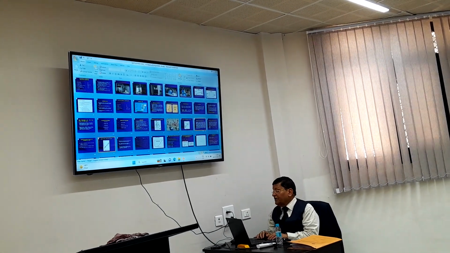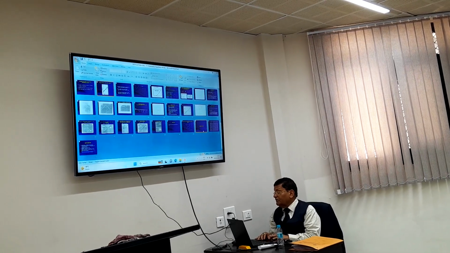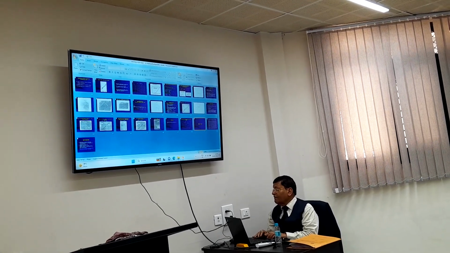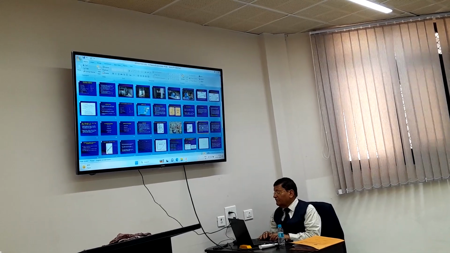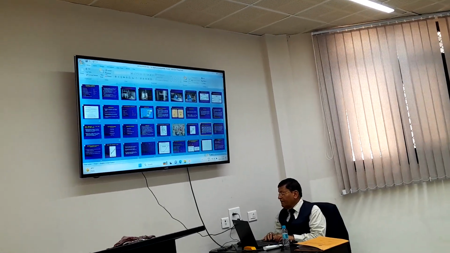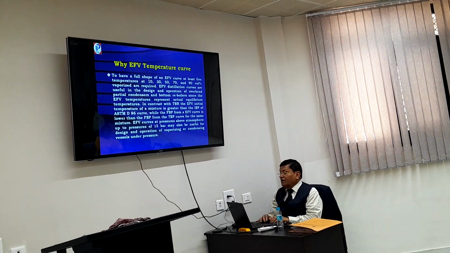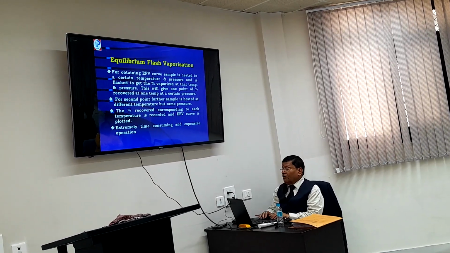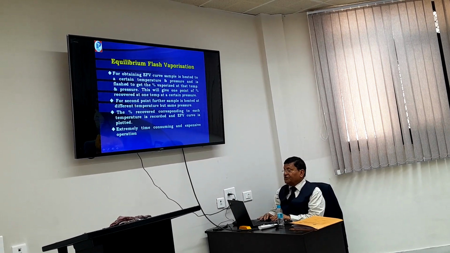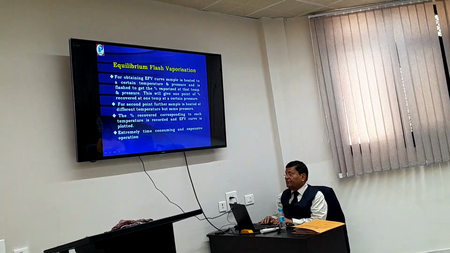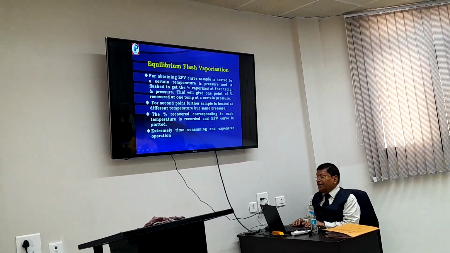Now we come to the next part. For obtaining an EFV curve, the sample is heated to a certain temperature and pressure, and is heat tested to get the percent vaporized.